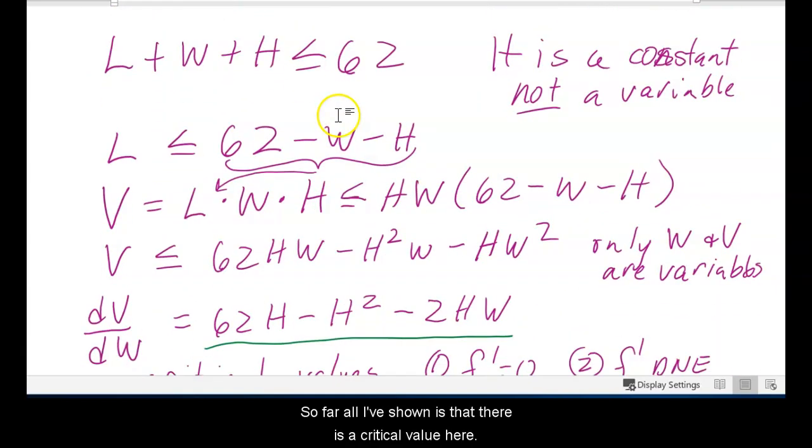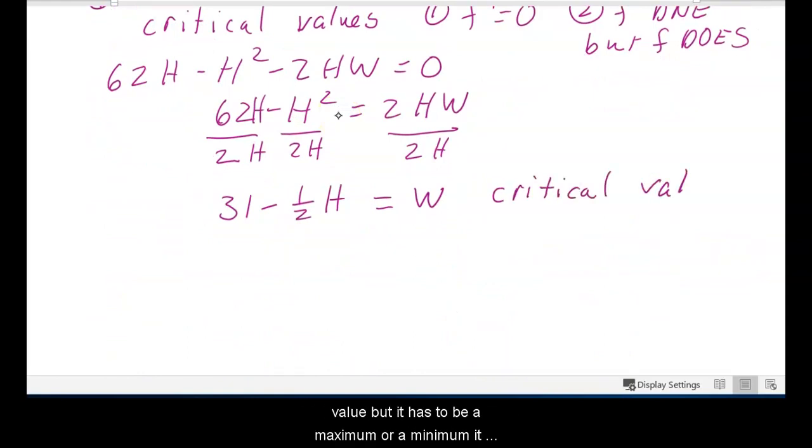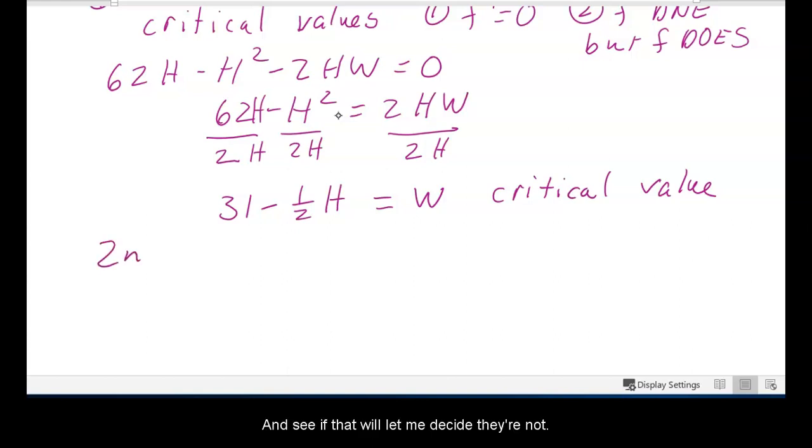So far, all I've shown is that there is a critical value here, but that does not mean that just because it is a critical value that it has to be a maximum or a minimum. It could be a saddle point on the graph. So now I'm going to use the second derivative test and see if that will let me decide whether or not that is an extrema value.